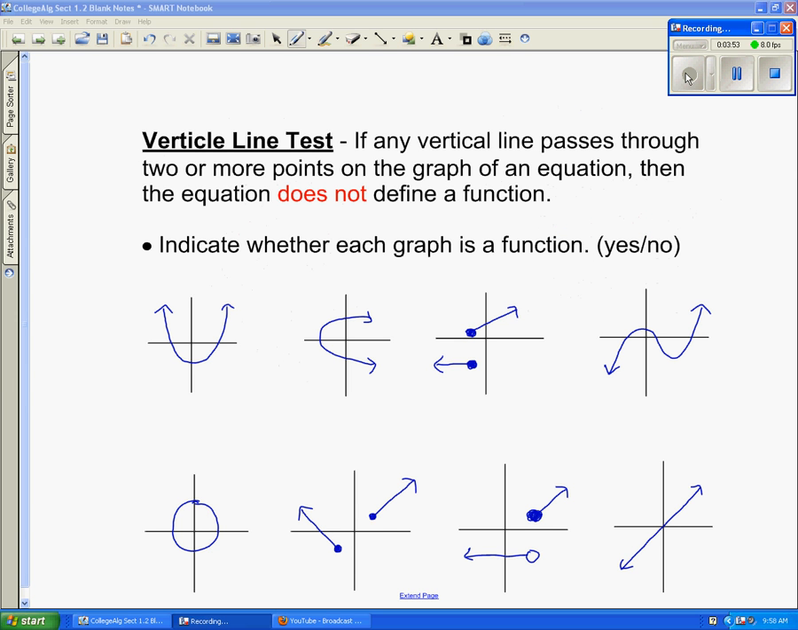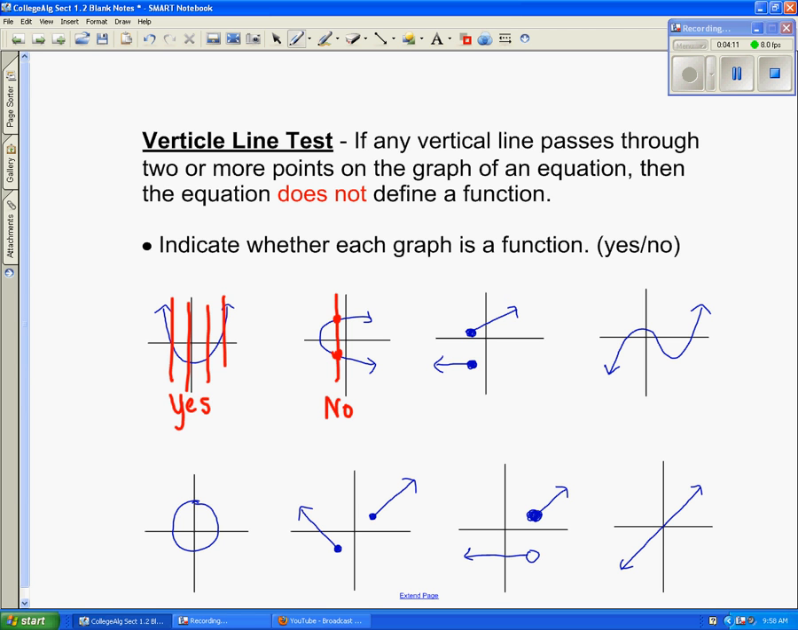Next, we have vertical line test. It says if a vertical line passes through 2 or more points, it is not a function. So I'm just going to draw some vertical lines, and if it only touches the blue graph at one point, it is a function. If it touches it at more than 1 point, 2 points, it is not a function. So this part right here makes it not a function because it touches 2 points.